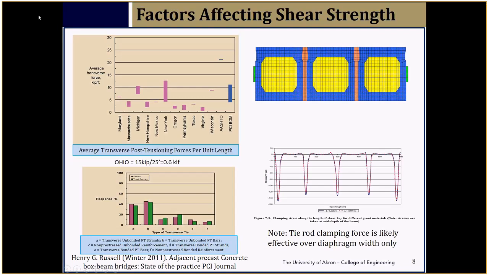So in other words, our tie force, whatever we apply, is only effective over the stiff location, which is the diaphragm location, and that's generally about 12 inches or something like that, depending on the detail we have. So all the tie force is concentrated close to the diaphragm.